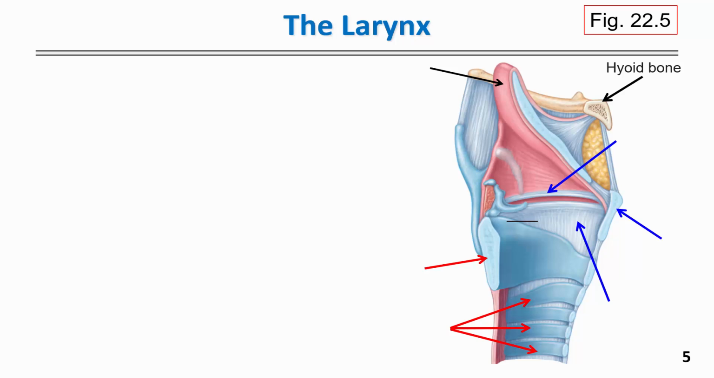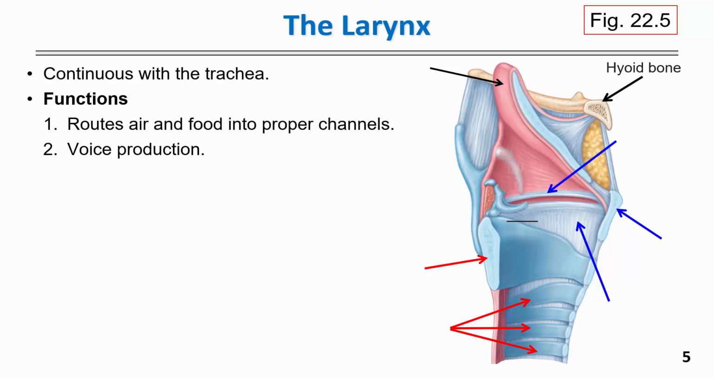Taking a closer look at the larynx, this is sitting inferior to the pharynx. The larynx is the region that is continuous with the trachea, and the function here is to route air and food into the proper channels. The proper channels being that air moves inferior through the trachea, and food will move inferior along into the esophagus, which will move into the stomach. And the larynx also plays a very important role in voice production.